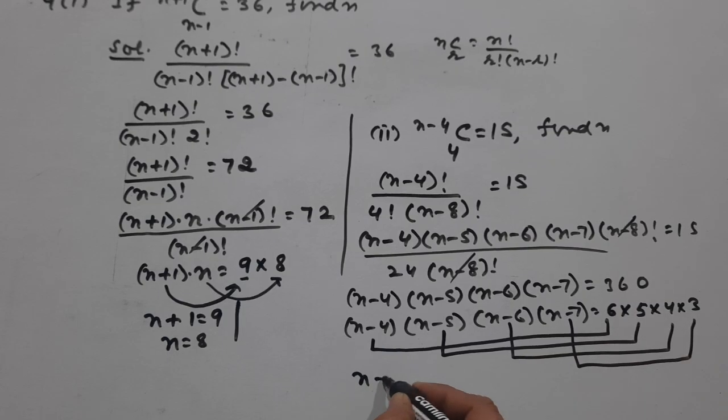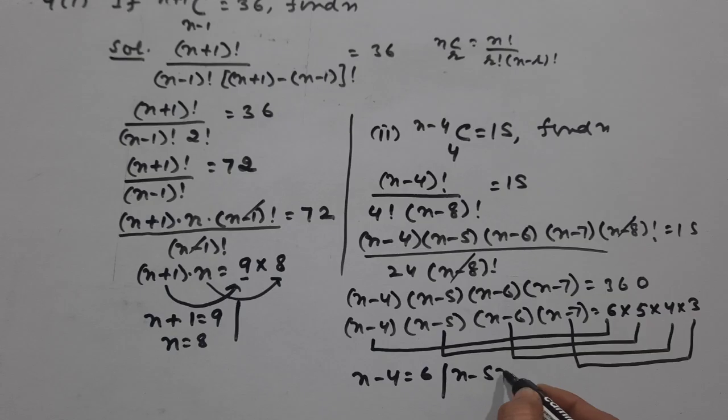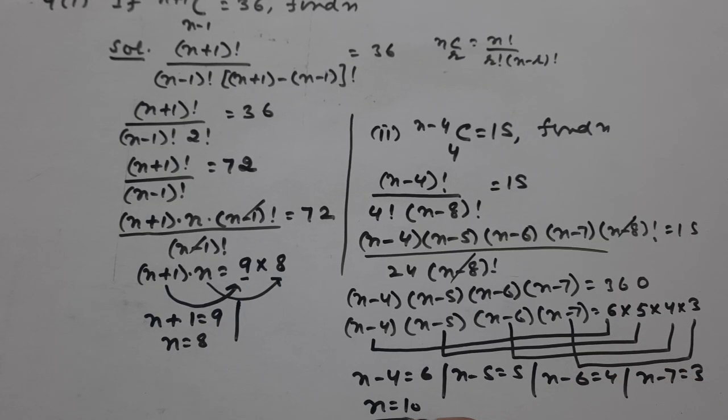So we can say n-4 equals 6, n-5 equals 5, n-6 equals 4, or n-7 equals 3. So here we get n equals 10. So in all the cases we get n equals 10.